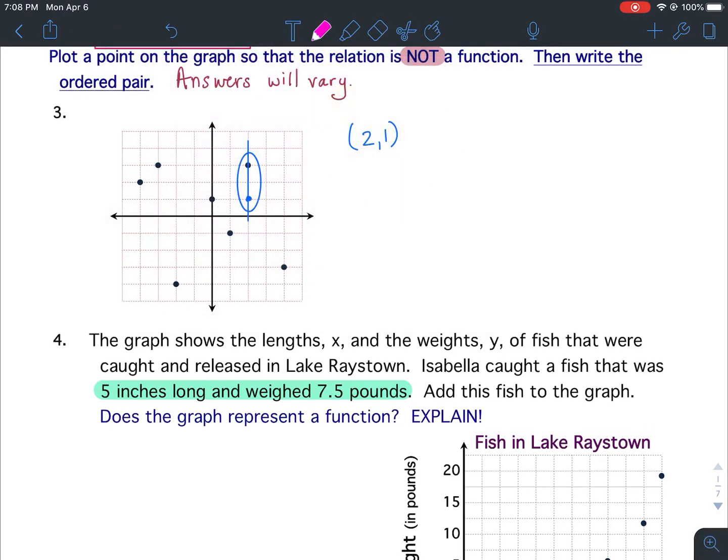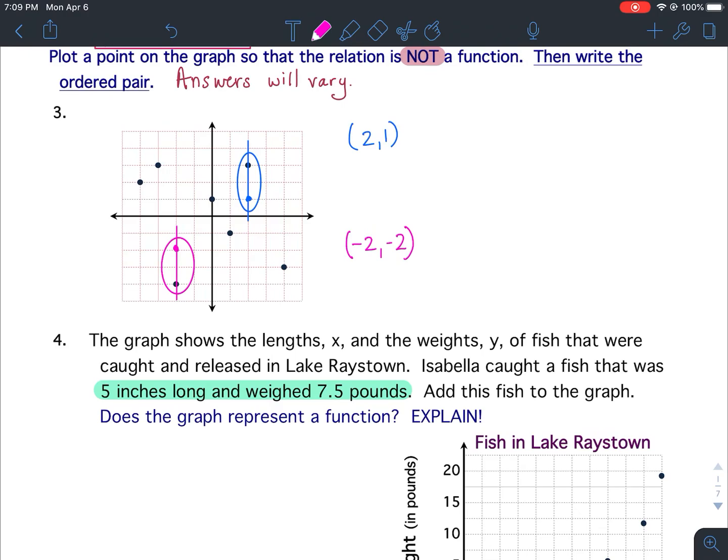Let me give you another example. I could plot the point, how about right here? By doing so, these 2 points fall on the same vertical line, so that would not pass the vertical line test. So that ordered pair is -2, -2.